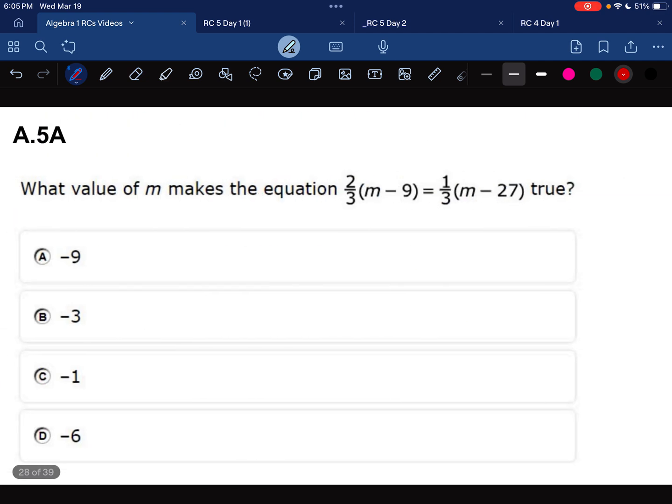All right, I'm going to give you a chance to read and solve this problem on your own.